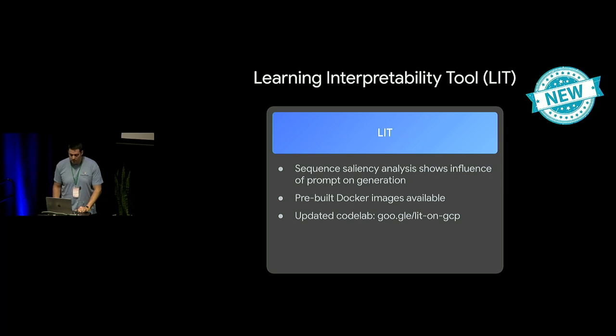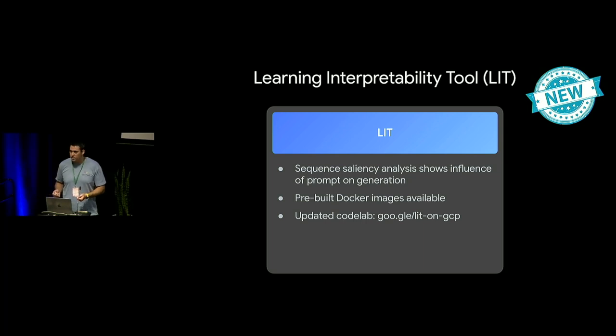So what is LIT? Well, we already had LIT, but what is new in LIT is that we now have a pre-built Docker image available, so you don't have to build this from scratch. And we have updated the code lab that shows you how you can deploy this pre-built Docker image on cloud using GPU-backed resources. What I like LIT for is to be able to do some pretty quick iteration on picking and probing what the model is doing.